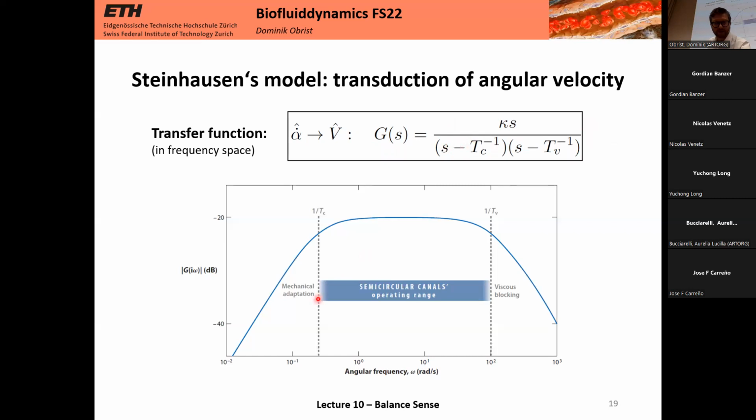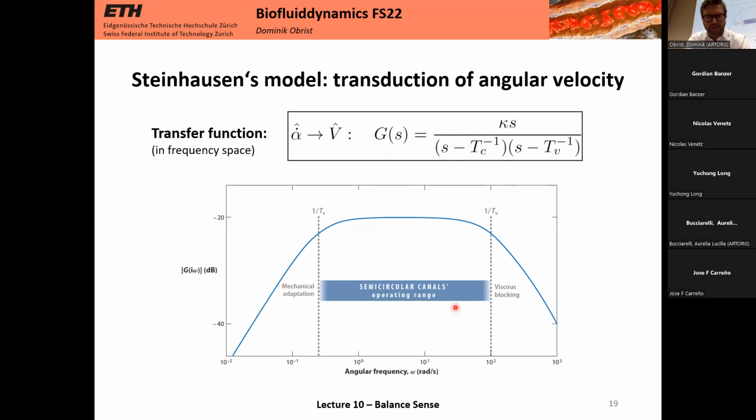And if you plot this over different frequencies, you see that we have a relatively constant gain between the two corner frequencies. And these two corner frequencies are given by 1 over Tc, 1 over Tv, or sigma plus and sigma minus. Anything that goes faster, very high frequency stimulation, is blocked. We call this a viscous blocking. I'll come back to that later on. Everything that's slower, the signal drops off. This is what we call a mechanical adaptation.